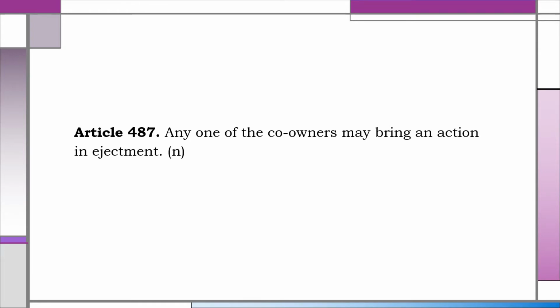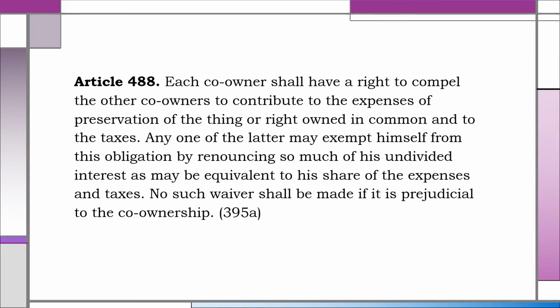Under this article, the actions covered by the term ejectment include the following: 1. Forcible entry, 2. Unlawful detainer, 3. Action publiciana, 4. Action reivindicatoria, 5. Quieting of title, and 6. Replevin. Article 488. Each co-owner shall have a right to compel the other co-owners to contribute to the expenses of preservation of the thing or right owned in common and to the taxes.